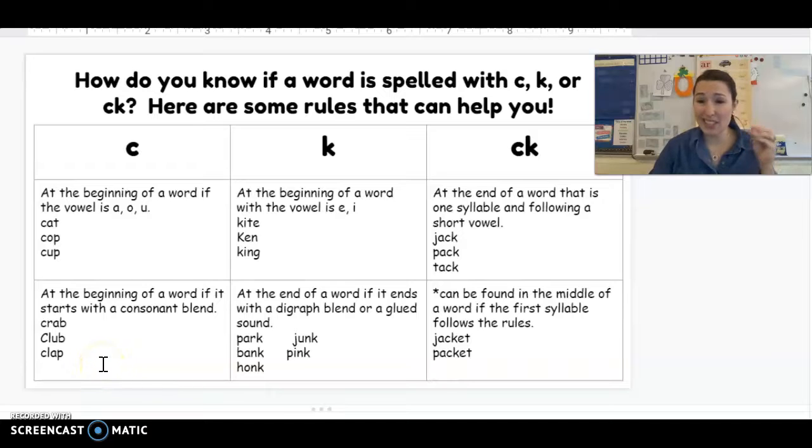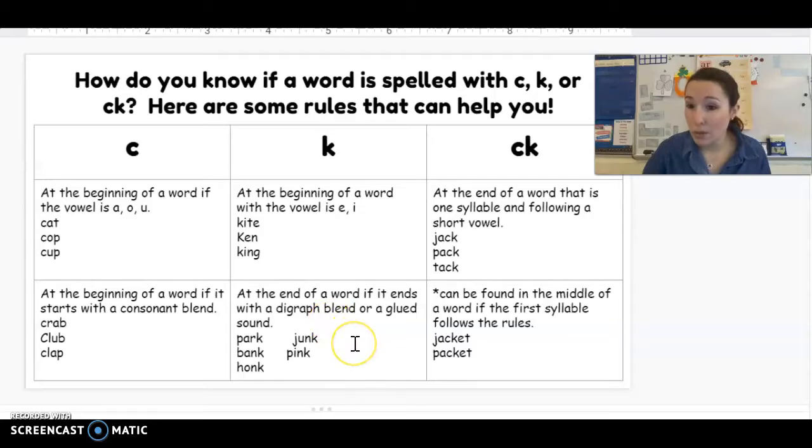Okay, so that's when we use a C and it sounds like a K: if it has the vowel A, O, or U right after it, or if we hear a blend at the beginning. Ready? Let's talk about K. We use K a lot. So K will be used at the beginning of the word if it's an E or an I following it. So like in the word kite, king, kid, all of those are k, I, or k, eh. Or even if it's an E sound, like in the word keep, it's going to be a K because we have the vowel E.